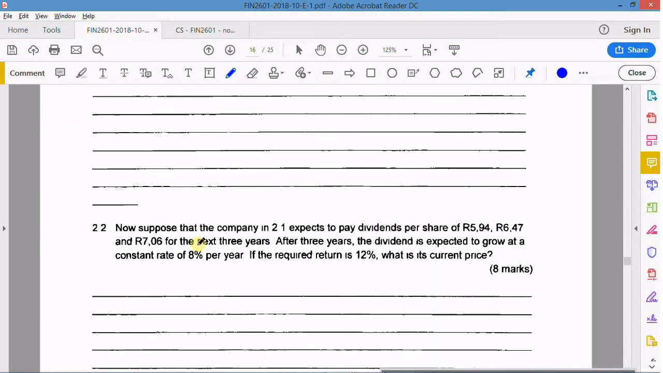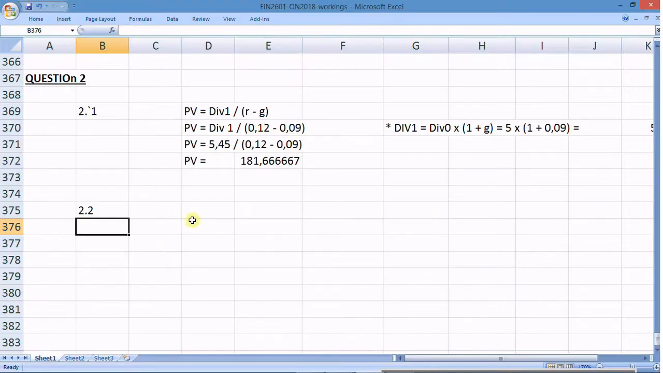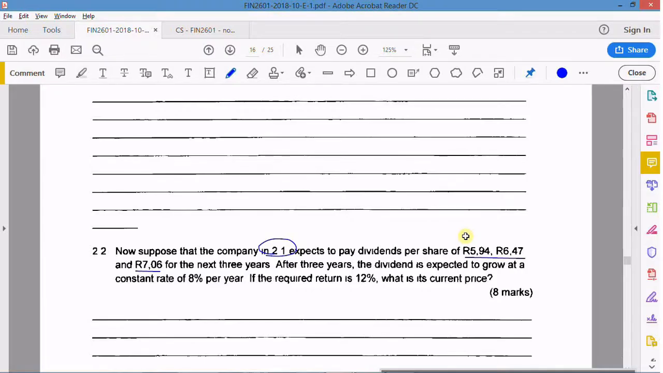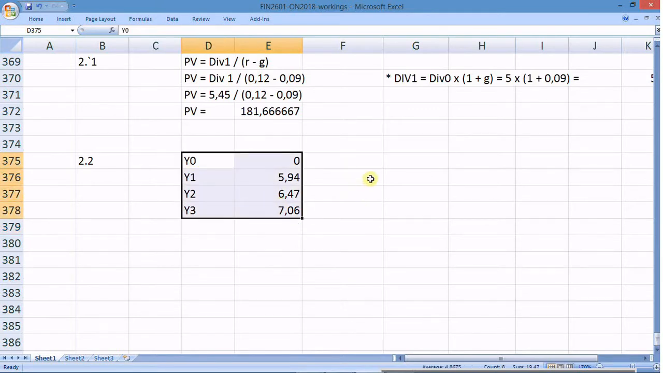Okay, now suppose the company in 2.1 expects to pay dividends per share of this, this, and that in the next 3 years. So that's a cash flow question. Which you can do on your calculator. Correct. You just need to show this. Okay, so cash flow 1, 5.94, 6.47, and then 7.06 over the next 3 years. After 3 years, the dividend is expected to grow at a constant rate. So that's 8%. Okay, so we need to draw a diagram.